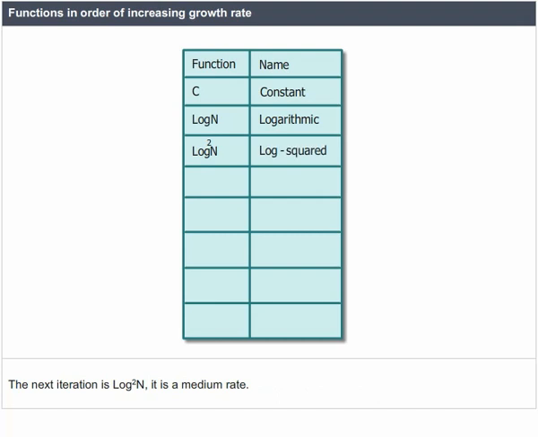It is a medium rate. Next is n, meaning n steps followed by the algorithm. n log n is worse than n. The worst algorithms will contain n cubed and exponential cases.